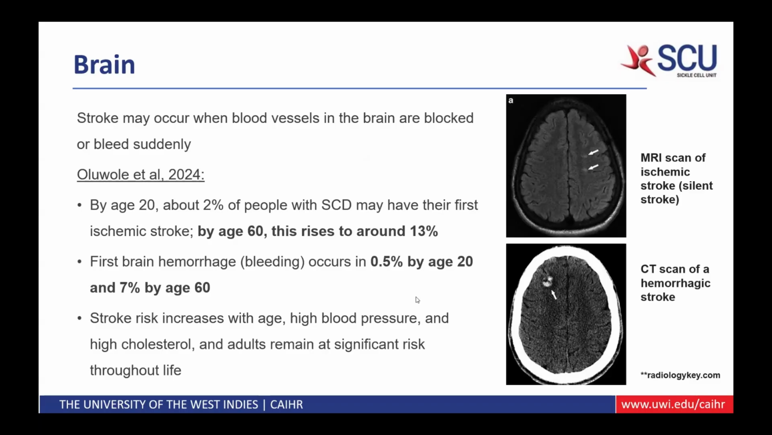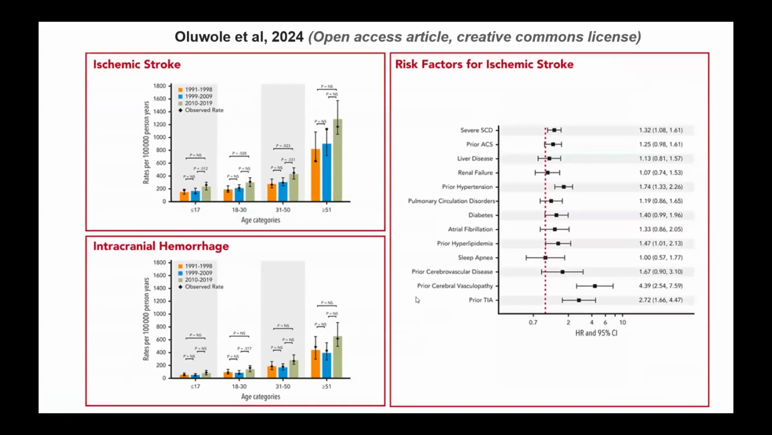And this is even more so when it comes to a stroke that's due to the blood vessels bleeding. It was about 0.5% by age 20 and went up to 7% by age 60. So it's still something to think about with adults. These are just some things that they found to be risk factors: increasing age, high blood pressure, high cholesterol. Those were some important things that we need to consider. And the images on the right are showing you what a stroke can look like when we do things like MRI scans and CT scans.